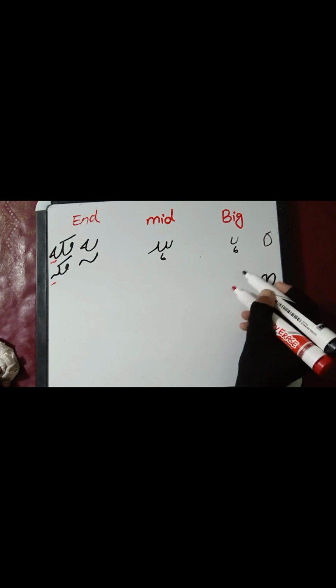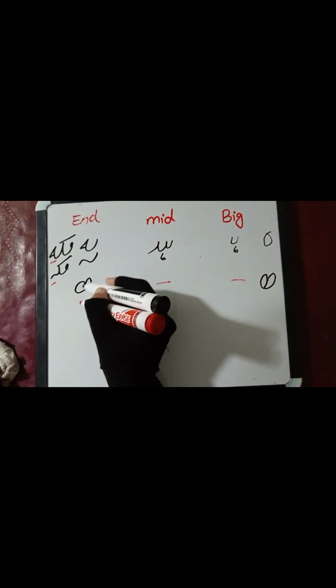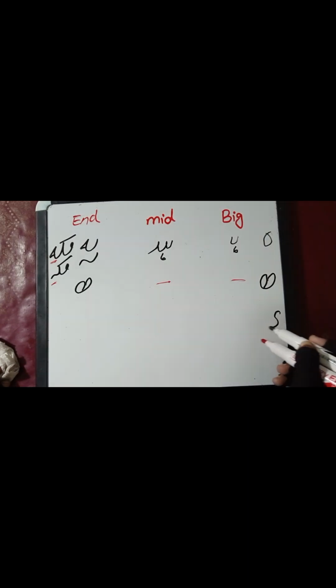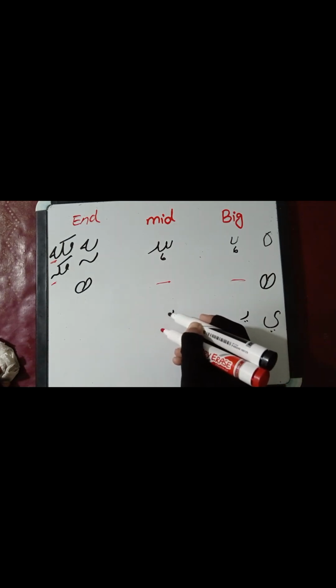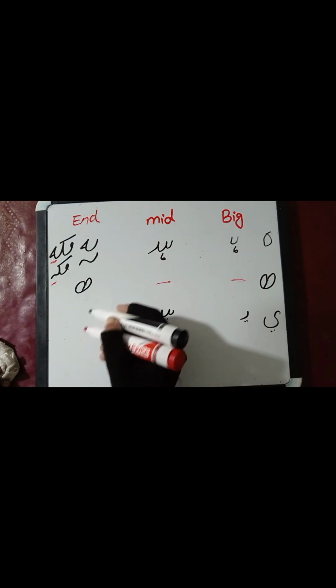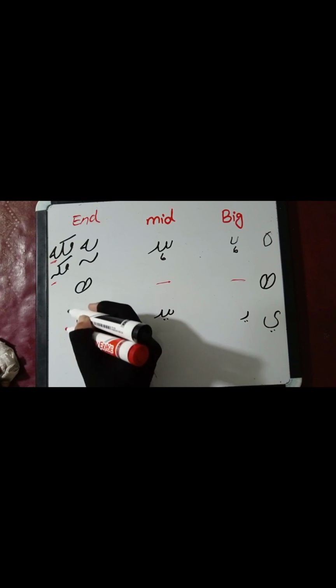Hey, it has no beginning shape, no middle shape, it always comes in the end. Chotiye, it has the beginning shape like this, in the middle with two connectors, in the end like this with one connector and sometimes without connector. Badiye, it has no beginning shape, no middle shape, it always comes in the end without connector.